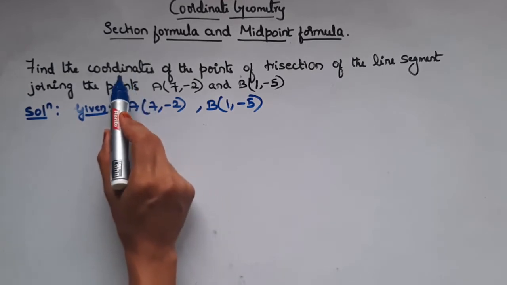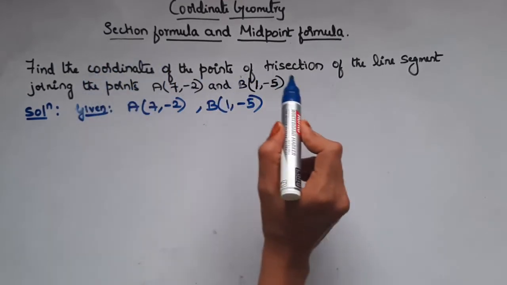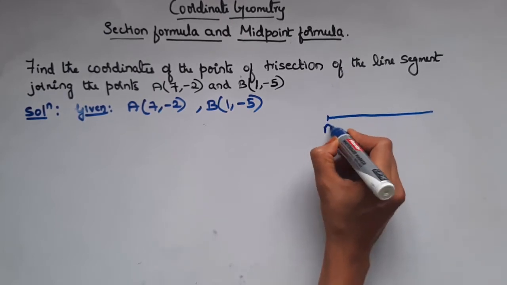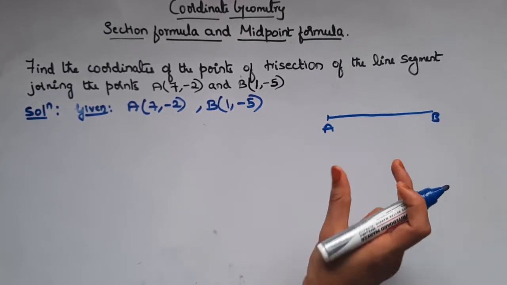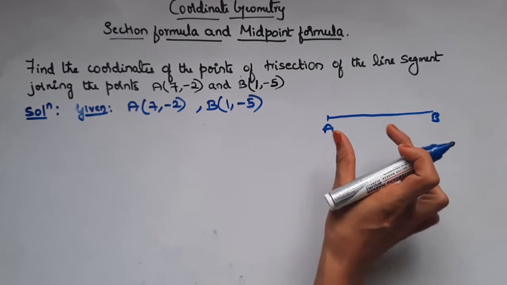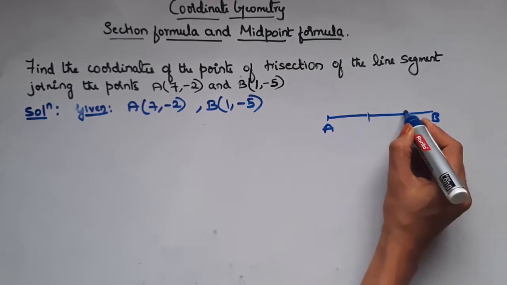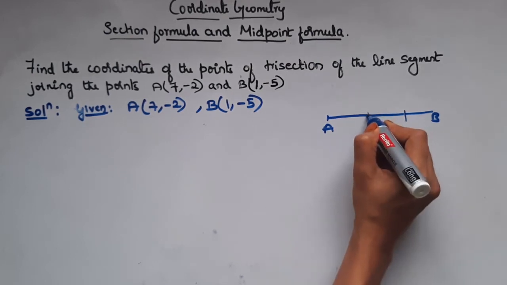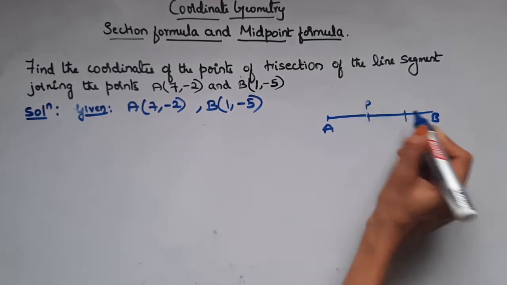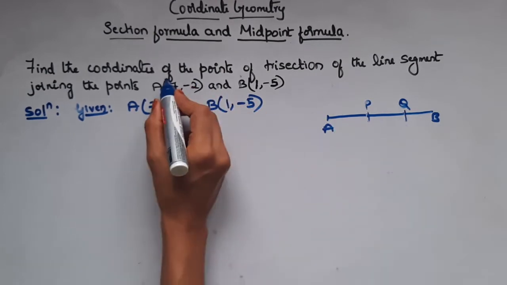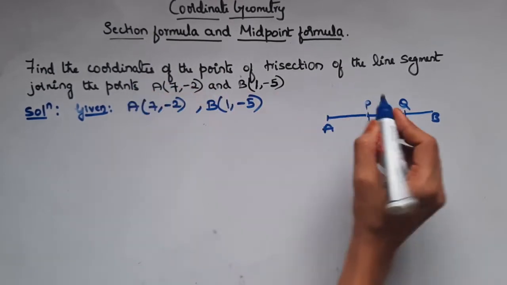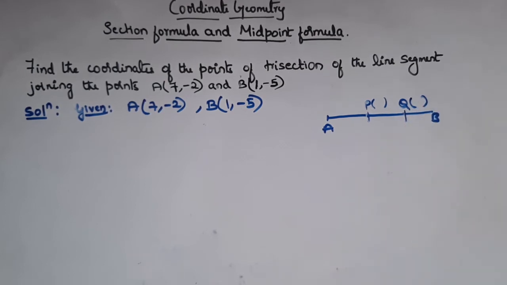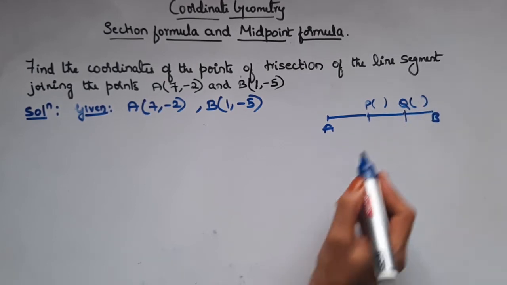Here it says to find the coordinates of the points of trisection of the line segment. Let's say we have a line segment AB. Trisection means dividing this line into 3 parts. So 1 part, 2 part and 3 part, right? That means let's take this point as P and this point as Q. So here they have asked us to find the coordinates of these 2 points. Alright, I hope you got the point.